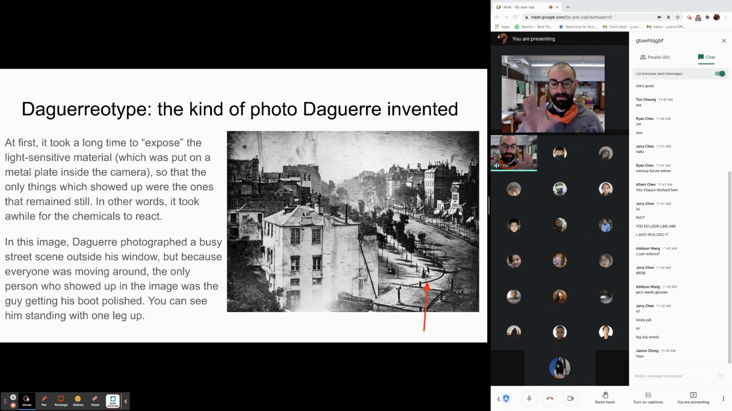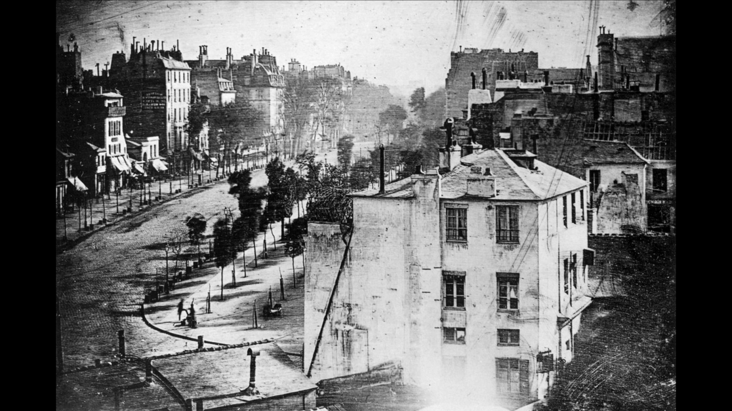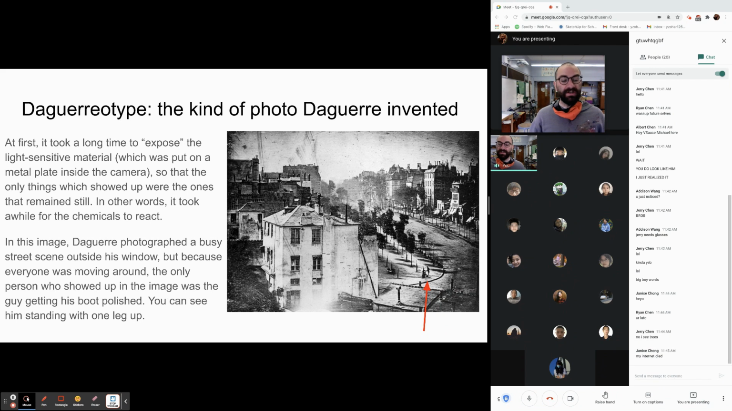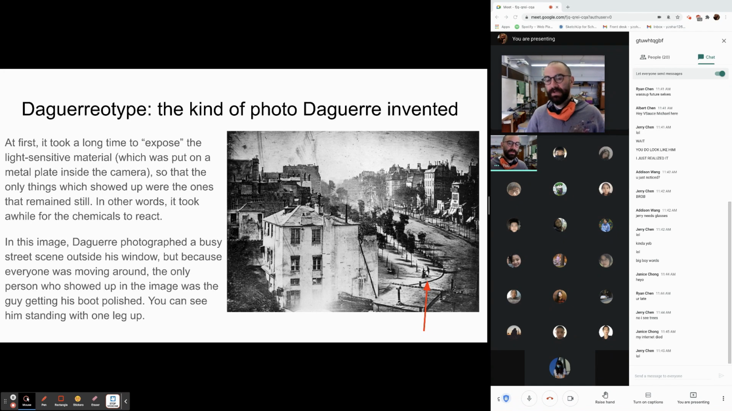So look at this photograph. Do you see all the people walking around everywhere? This scene would have been full of people walking around like it was Times Square. No, you don't see anyone. Because they're all moving around, the only person who showed up in the image was the guy getting his boot polished. And you can see him standing there with his leg up.